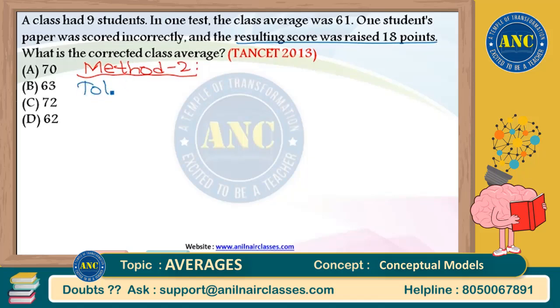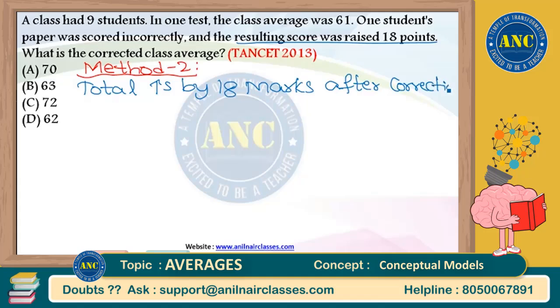Resulting score was raised by 18 points means total increases by 18 marks after correction, right? Total increases by 18 marks after correction. That is the meaning of it. In method 1 also I told you this statement. Total increases by 18 marks after correction. Now, can I say that initial average, it is given in the question as 61.